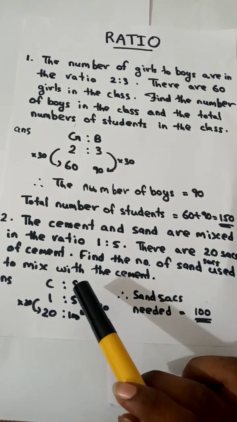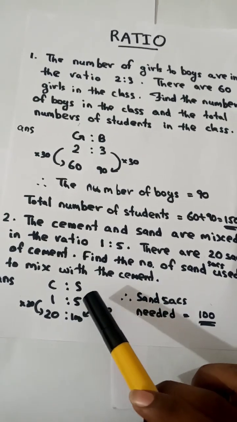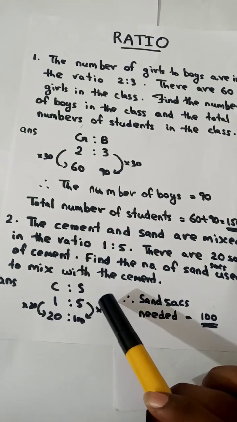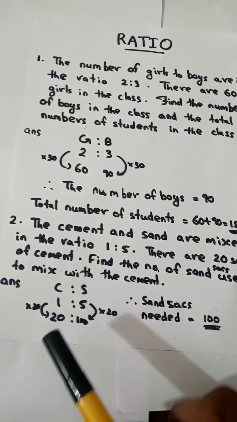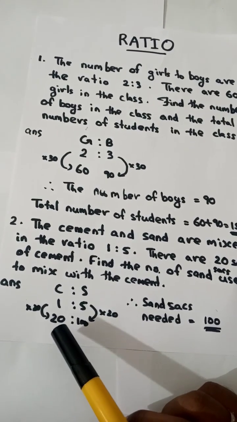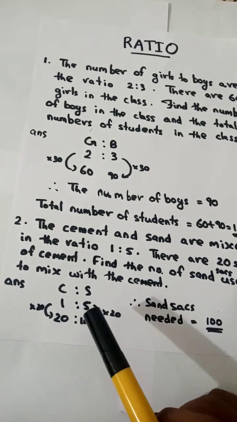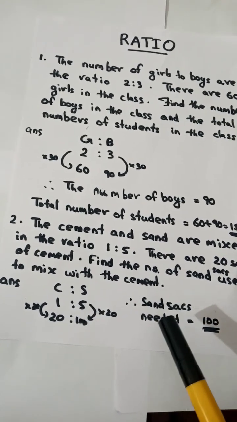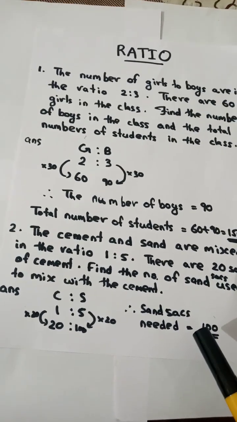So the number in the place of sand is 5. So 5 when multiplied by 20 would get 100. So if we take 20 sacks of cement, we need 100 sacks of sand to mix with it. So the sand sacks needed for 20 sacks of cement would be 100.